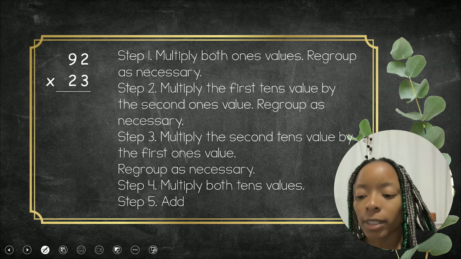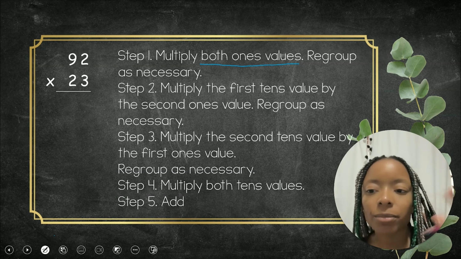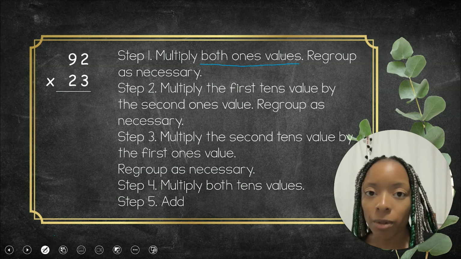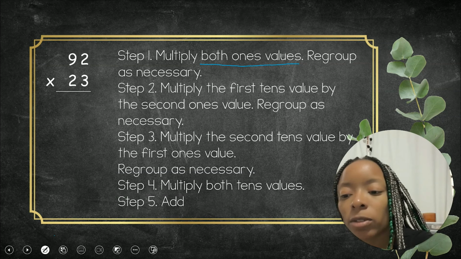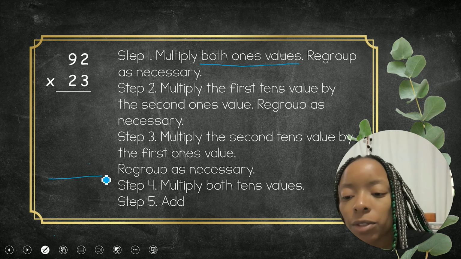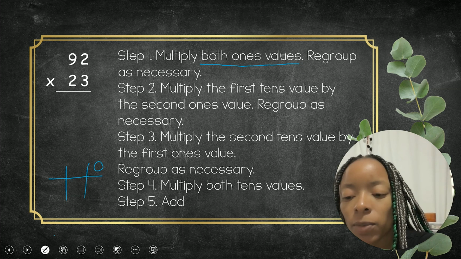So our first step is to multiply both ones values. Now, we want to keep our place values in mind when we're doing these steps. So I'm going to put a little place value chart down here at the bottom to help us out. Our first place is the ones, then the tens, and then the hundreds.